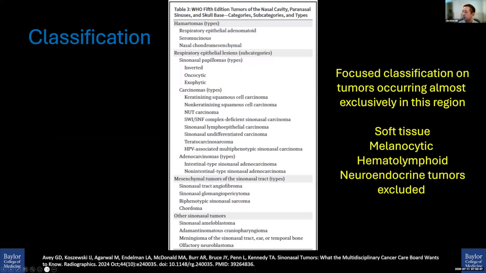The WHO classification had a recent update in 2022, the 5th edition, and with that edition, they really focused on classifying tumors that occur almost exclusively in this region. So they excluded soft tissue, melanocytic, hematolymphoid, and neuroendocrine tumors from their classification. And I will go over some of these new entities that they've described.